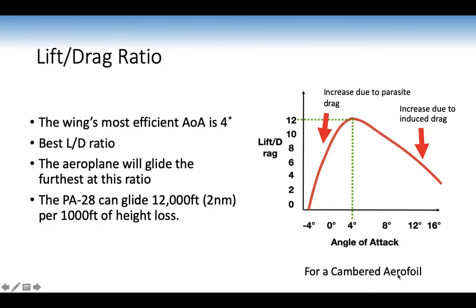And this is for a cambered aerofoil as well, so pretty much any sort of wing on a GA, general aviation, aeroplane. The reason being, if you glide at too high an angle of attack, you've got increased induced drag, and too low, you've got a lot of parasite drag.